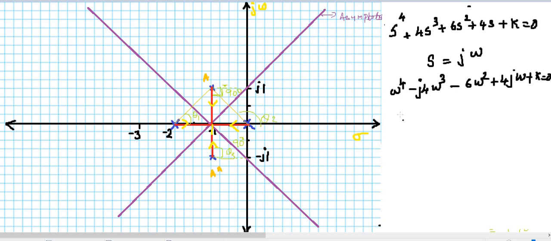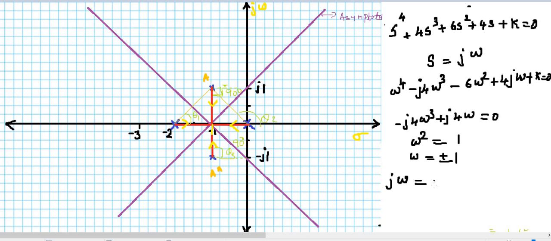Now take the imaginary parts separate. That means minus j 4 omega cube plus j 4 omega equal to 0, and that indicates omega square equal to 1 and omega equal to plus or minus 1. So what is the meeting point with respect to j omega axis? The meeting point with respect to j omega axis is plus or minus j1.